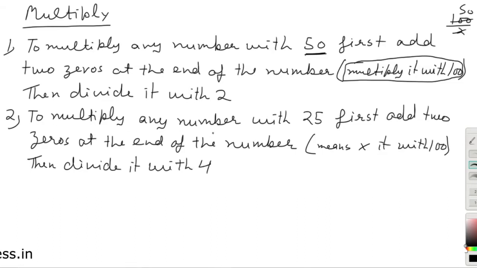To multiply any number with 25, first add two zeros at the end of the number. Again, if we are adding two zeros at the end of the number, it means we are multiplying it with 100 and then divide it with 4. Why? Because 100 by 4 is 25.